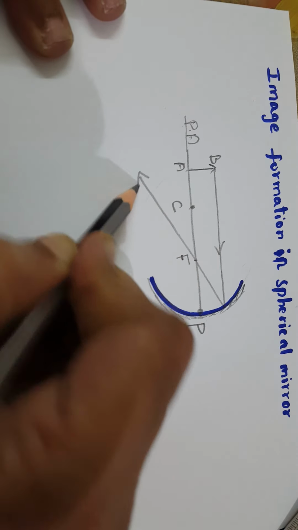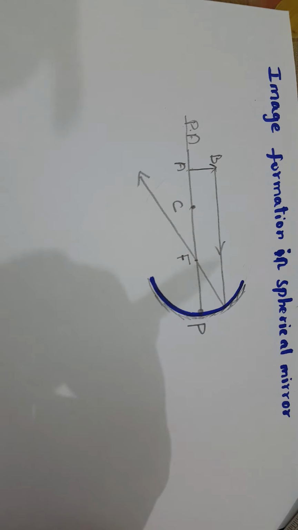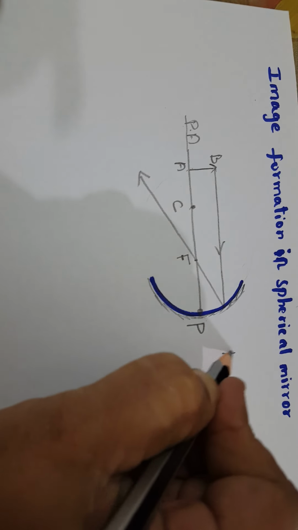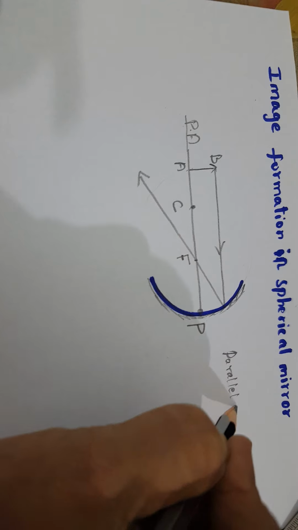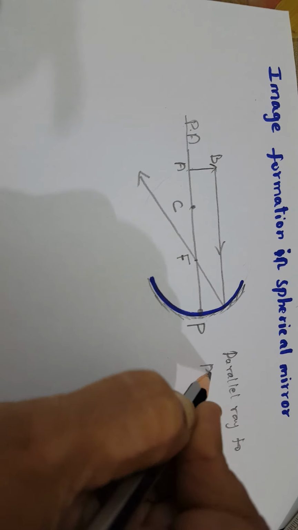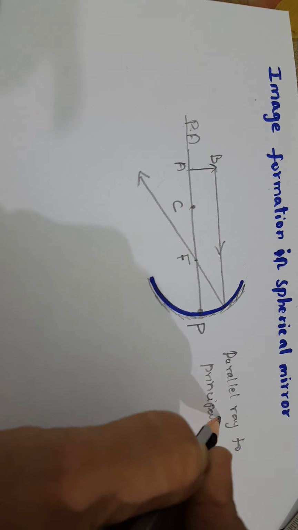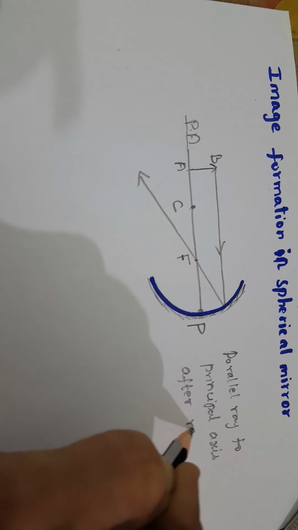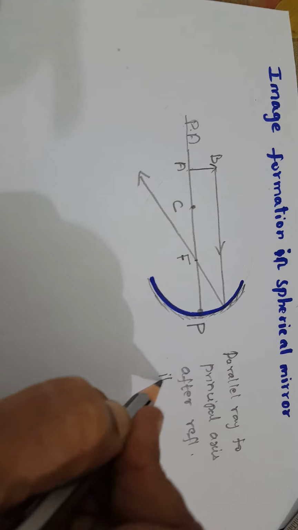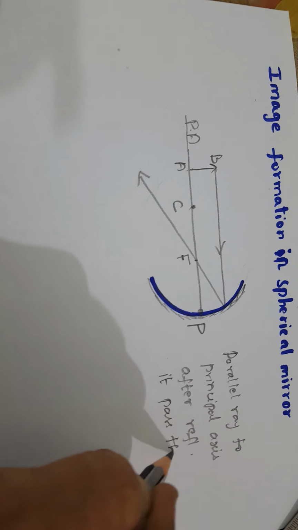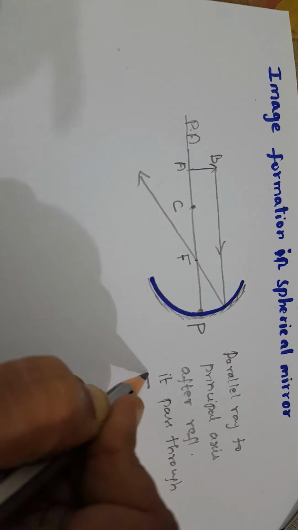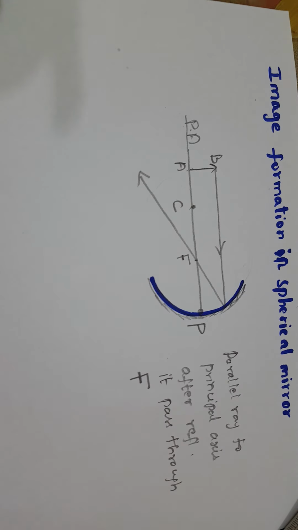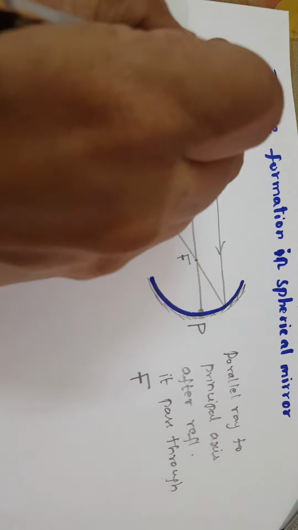This is rule number 1. This is rule number 1. What is rule number 1? Parallel ray to principal axis. Parallel ray to principal axis. After reflection, it passes through focus. Yes, it passes through focus. This is rule number 1, right? So we will learn rule number 2 now.